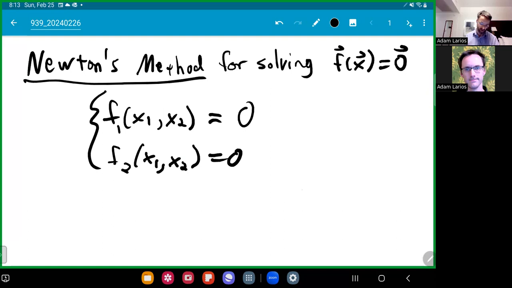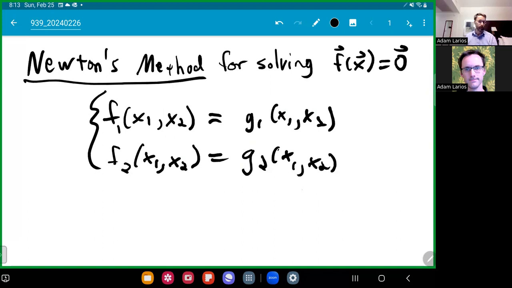And you might say, well, what if I have something on the right-hand side other than 0? Like maybe I would have g1 of x1, x2, for instance, and g2 of x1, x2. For instance, maybe I want to solve 2 different equations. Well, then I can just subtract over to one side and deal with this as a special case of this original equation. So by subtracting over to the other side, so long as I have some ability to do that, we can put this in a framework of just finding when the right hand side is equal to 0.